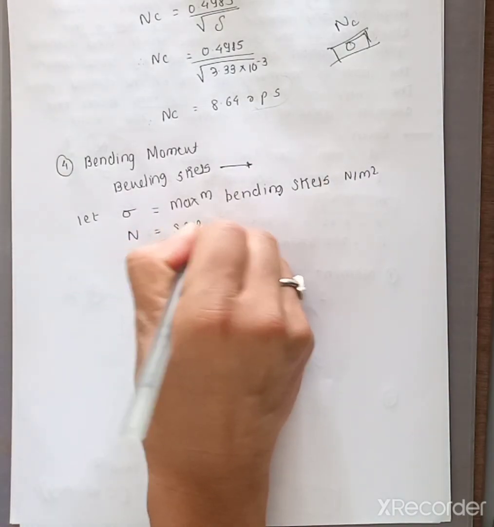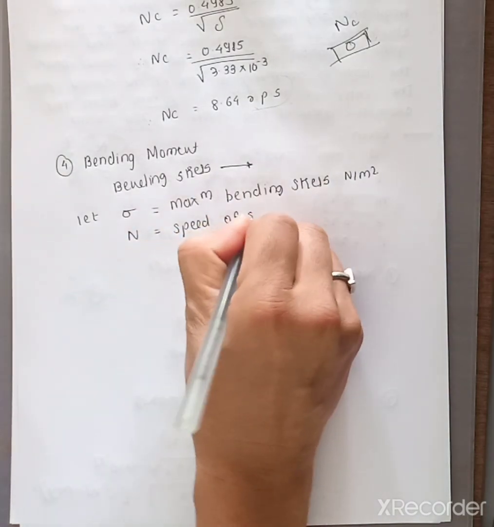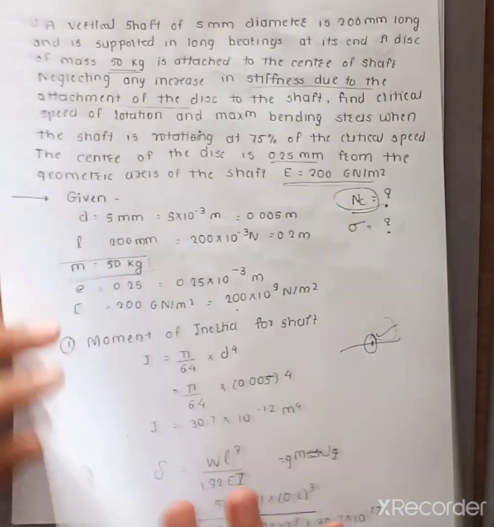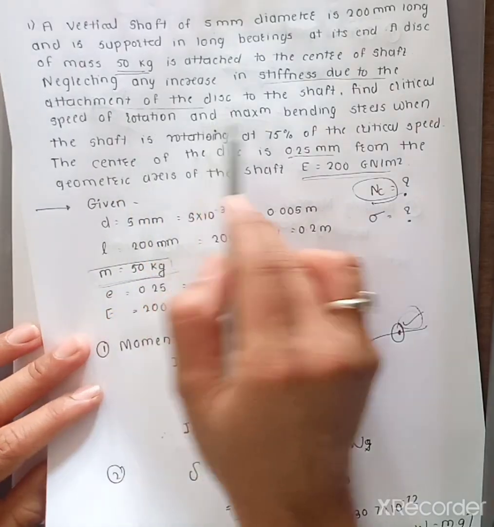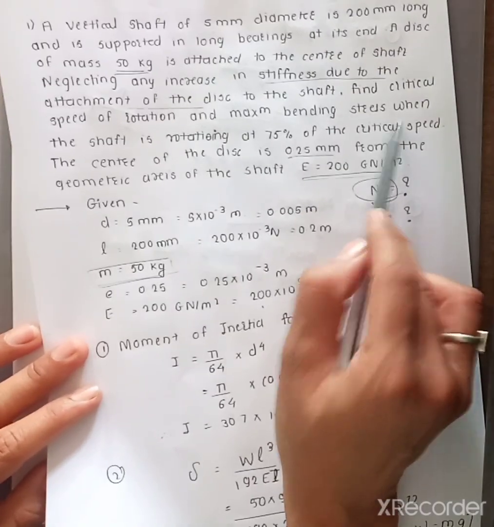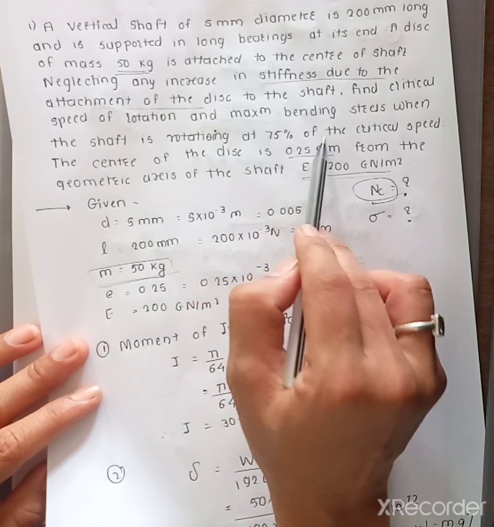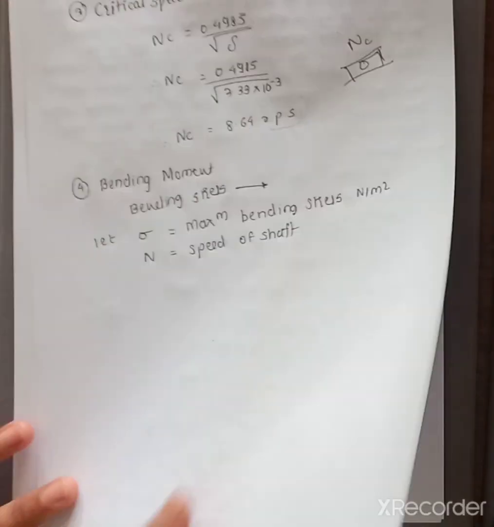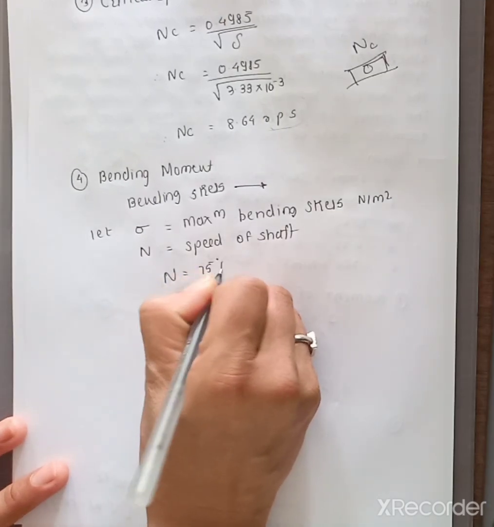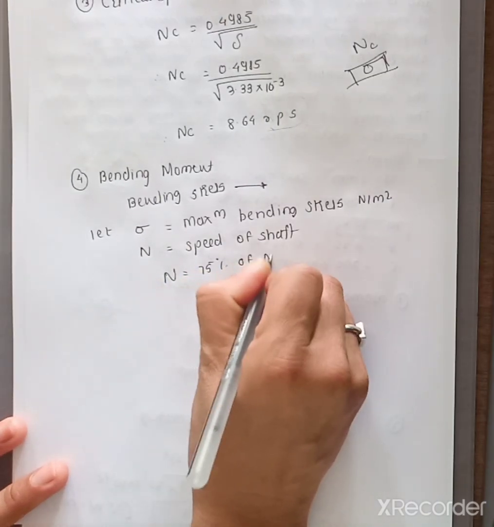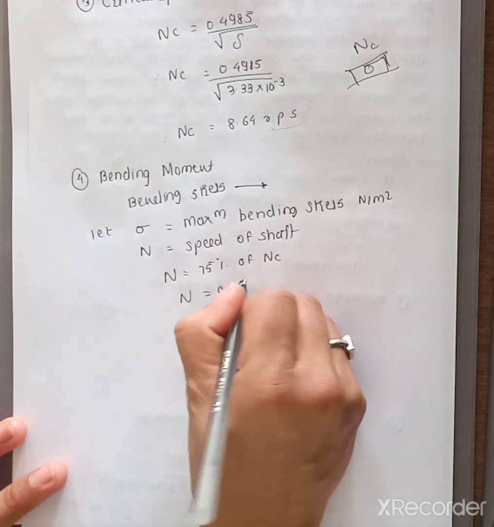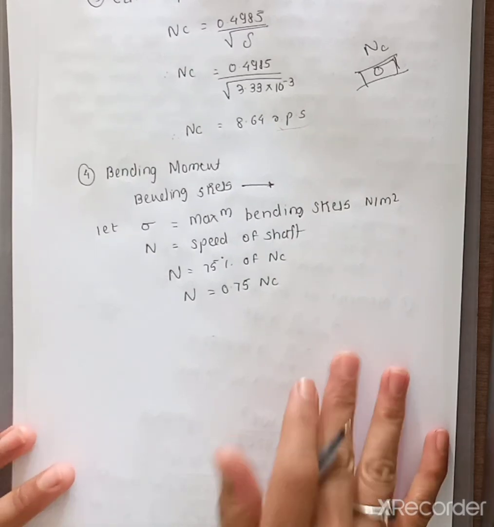In the question we have been given one sentence: find the critical speed when the shaft is rotating at 75% of its critical speed. Means n is equal to 75% of NC, that is n is equal to 0.75 NC. This is given.